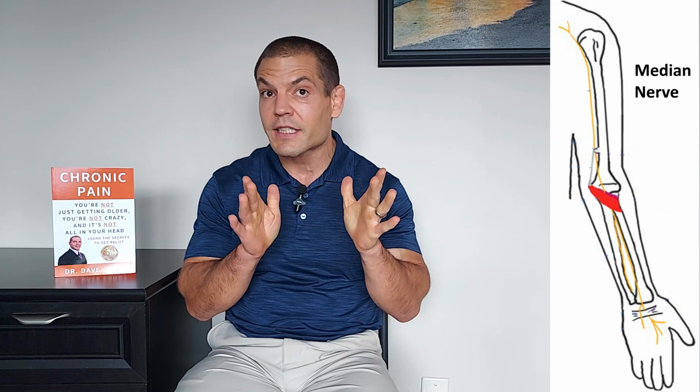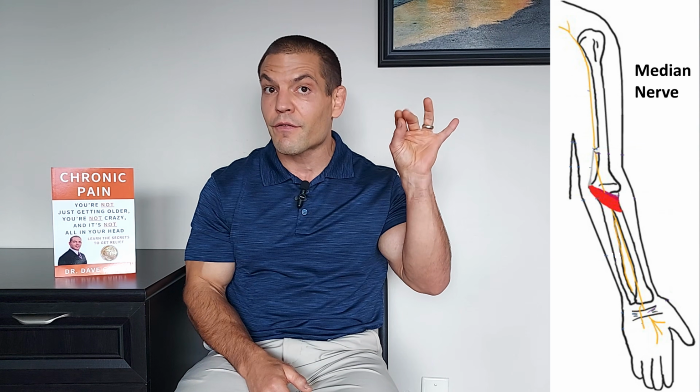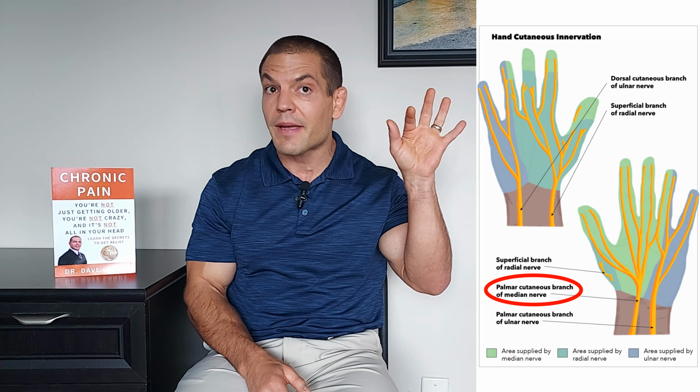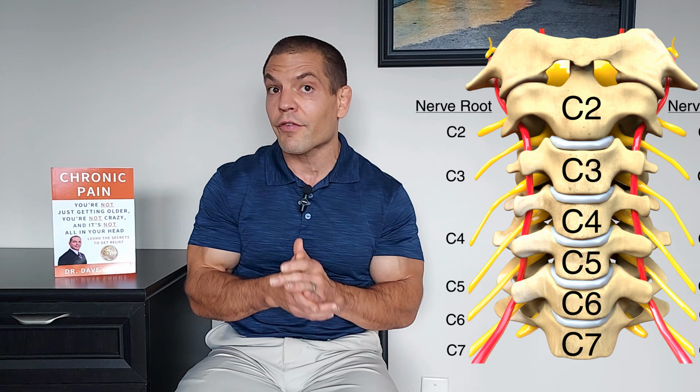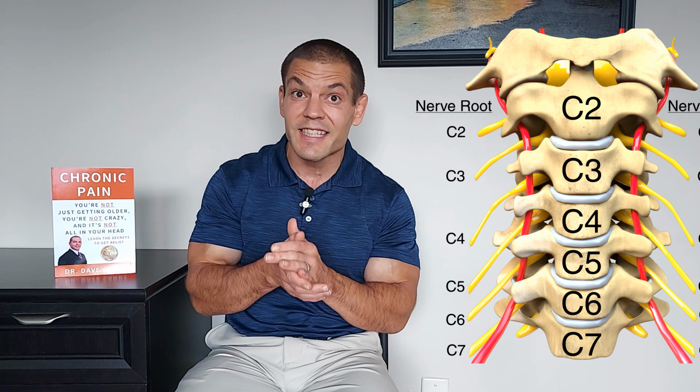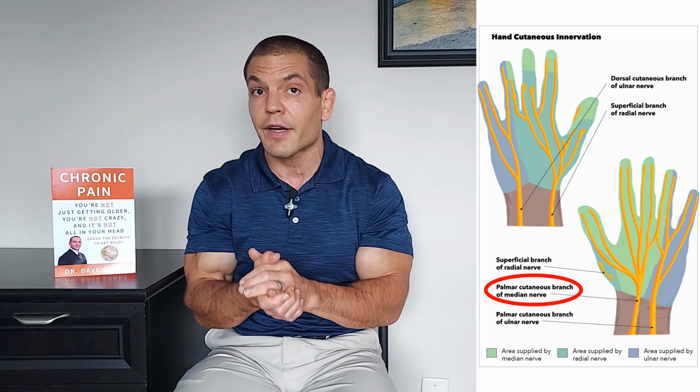Now, the first one is for your median nerve. That's the nerve that's involved in carpal tunnel syndrome, and it affects the first 3 fingers, your thumb, index, middle, and sometimes part of your ring finger. That's made up of the nerve roots in your neck from C5, C6, C7, C8, and part of T1. That nerve then runs down the front part of your arm, through your forearm, through the carpal tunnel, and into these 3 fingers and part of your ring finger.